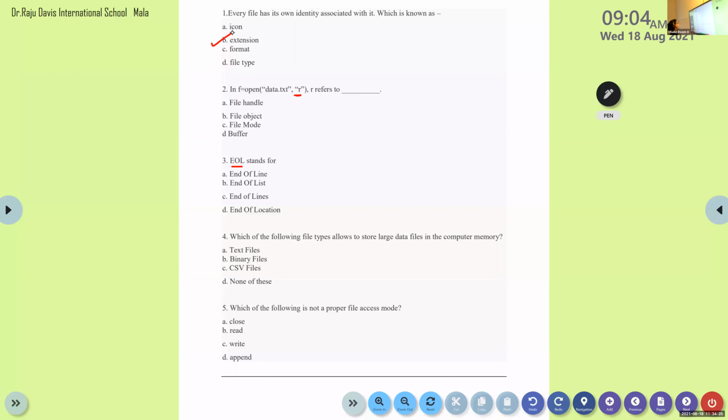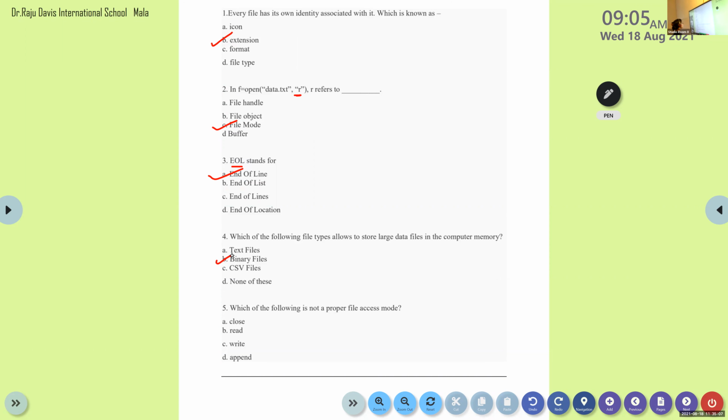Moving to the second question. Your R stands for? File. Very good. Third one. EOL stands for? End of line. Very good. What about the fourth one? Which of the following file types allows to store large data files in the computer memory? The file which shows the same data which has been stored in computer memory, which is close to the system. What is that? Binary file. Excellent, it is binary file.